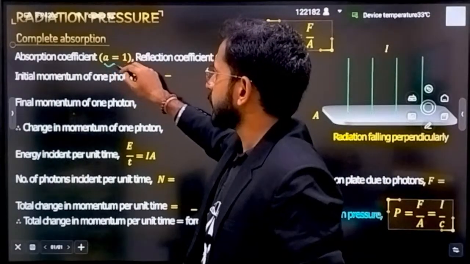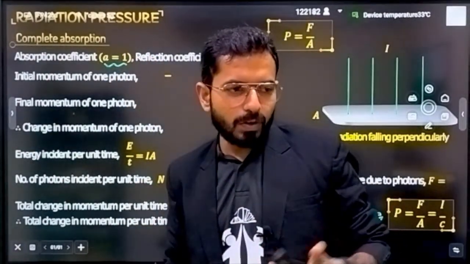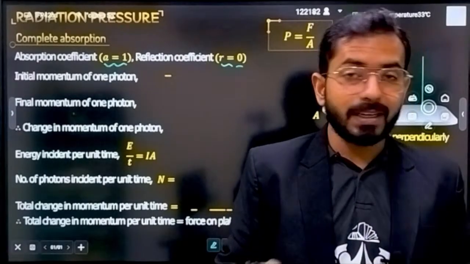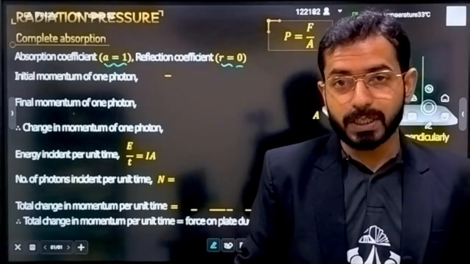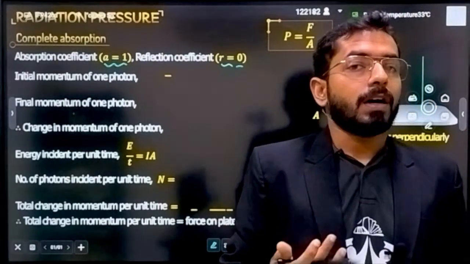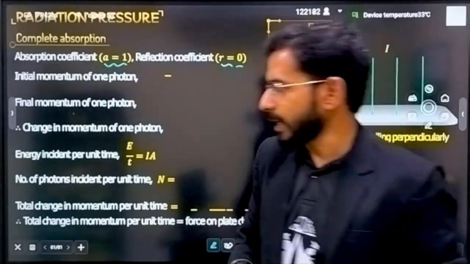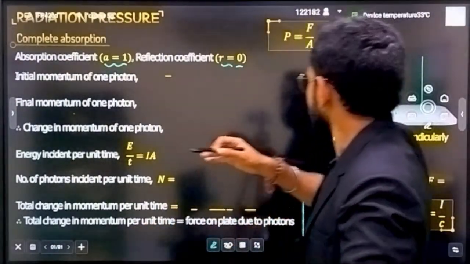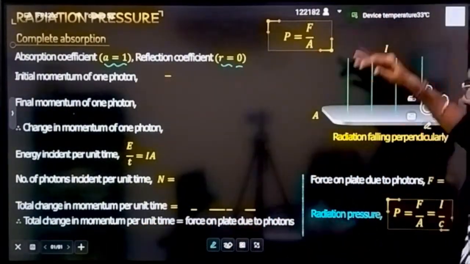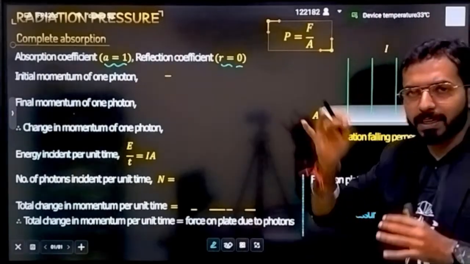And here absorption coefficient will be 1 and reflection coefficient will be 0. Another topic of this type is heat transfer. In heat transfer, if anyone remembers, there are reflection coefficient, transmission coefficient, absorption coefficient, all these three kinds of things come. Anyways, let's come back to the topic. Now let's understand the first one. Completely absorbed. That means photons are incident and they are completely getting absorbed. That means nothing is getting reflected.